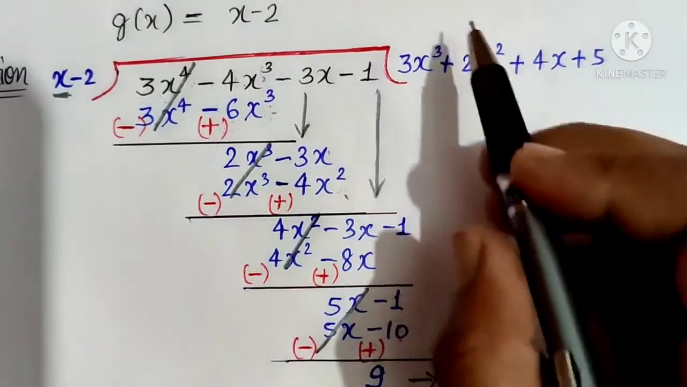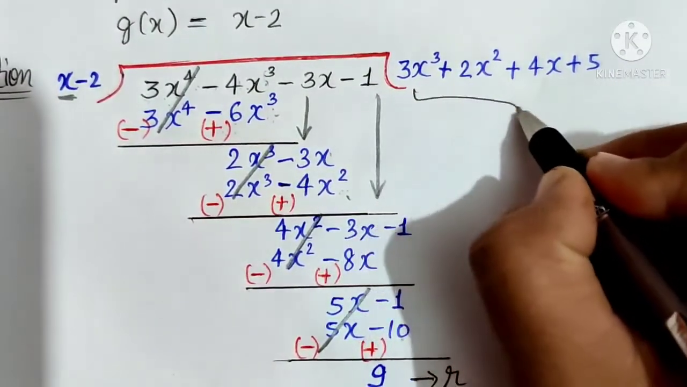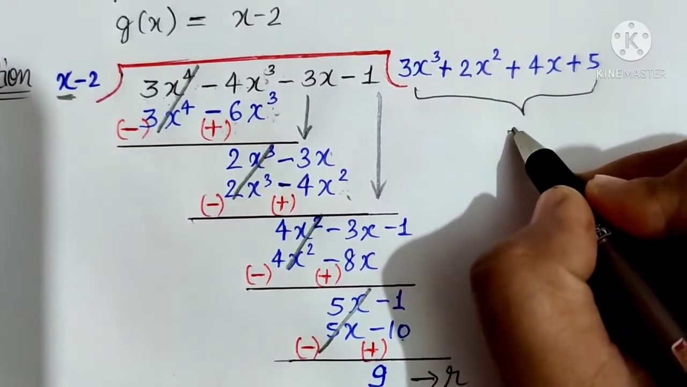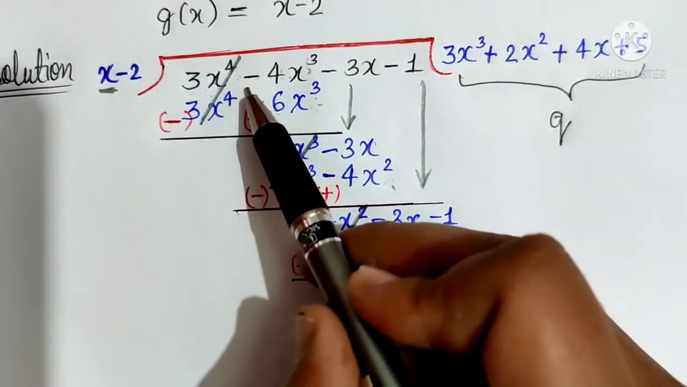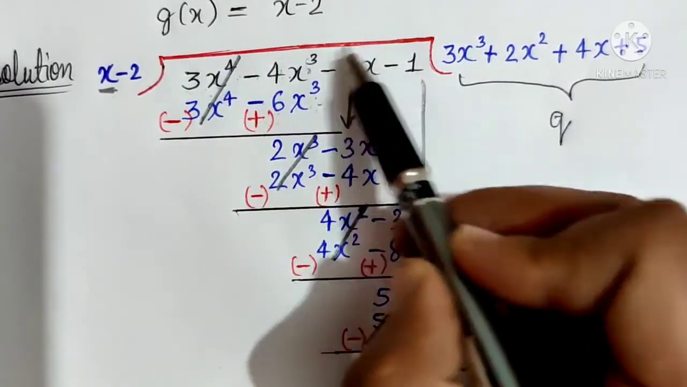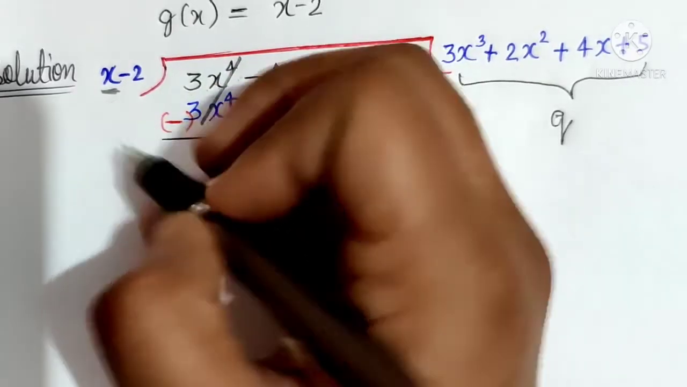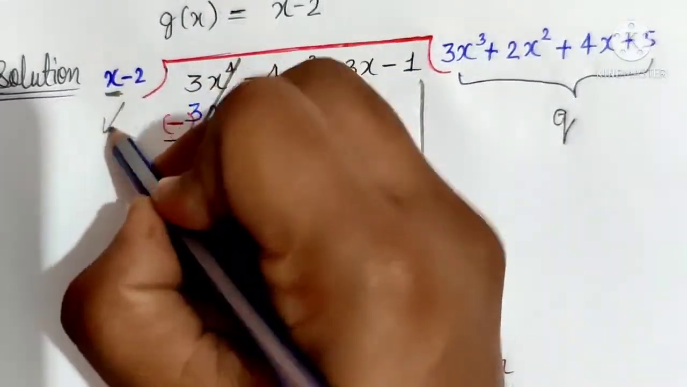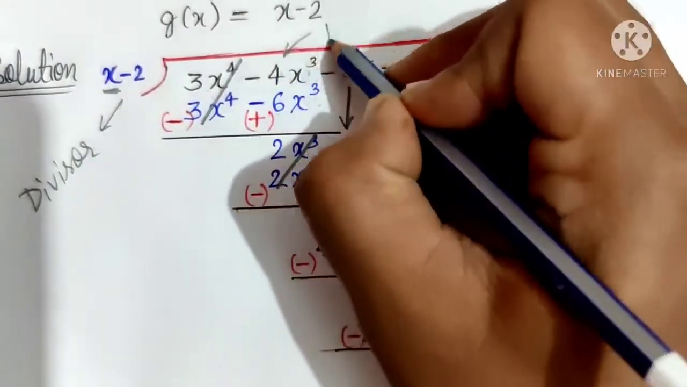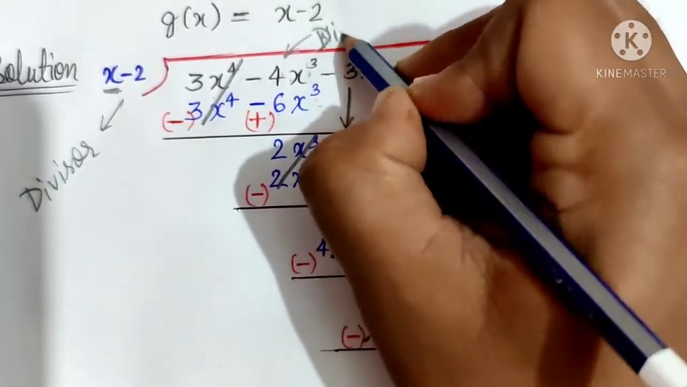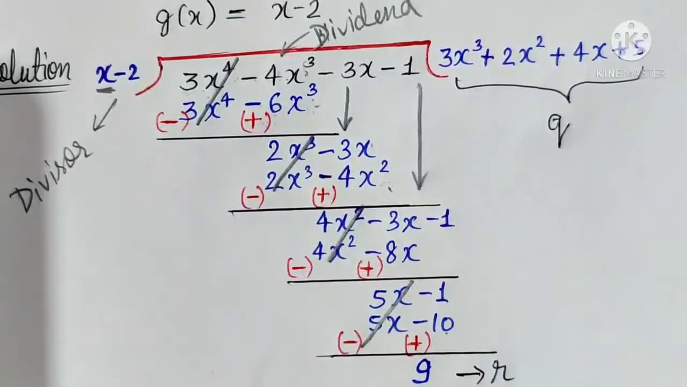Let's check. 3x cube plus 2x square plus 4x. This full is our quotient. What is our dividend? This upside, 3x raised to power 4 minus 4x cube minus 3x minus 1. This is our dividend. And what is this? This is our divisor. Okay, dividend. So we got our dividend, divisor, quotient, and main thing, remainder.